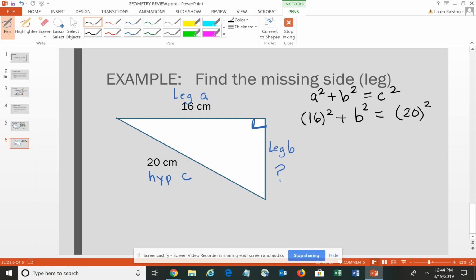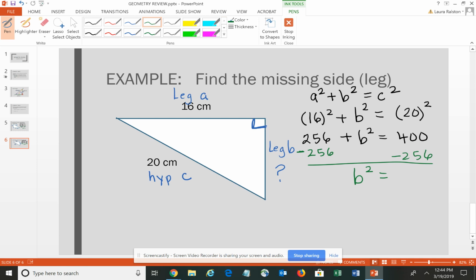16 squared is 256 plus B squared equals 20 squared, which is 400. Then I'm going to do my good old basic math. I'm going to solve for B. So I'm going to subtract 256 from either side. So I have B squared equals 400 minus 256, which is 144. And then I want to take the square root of both sides.